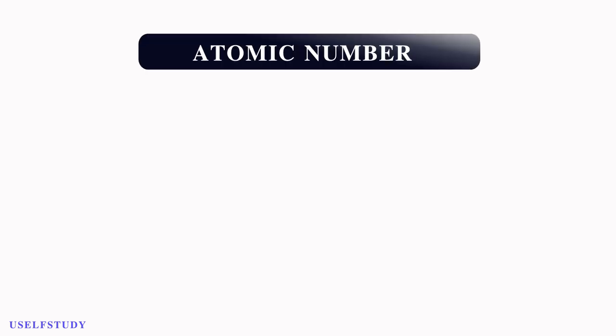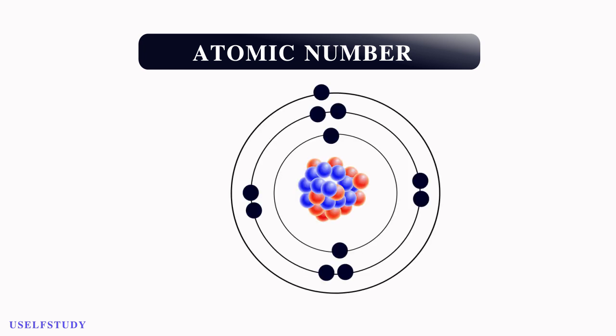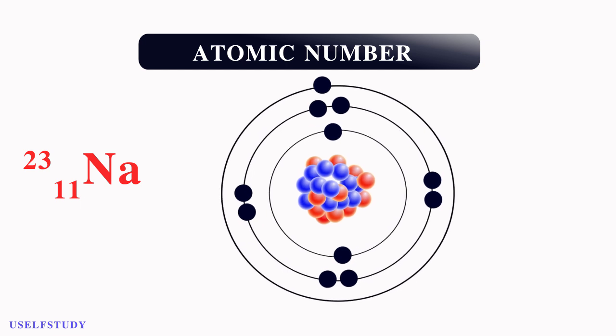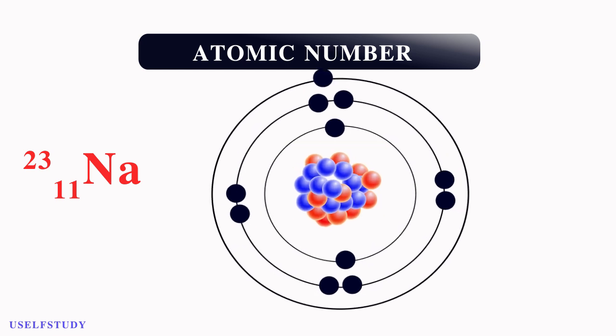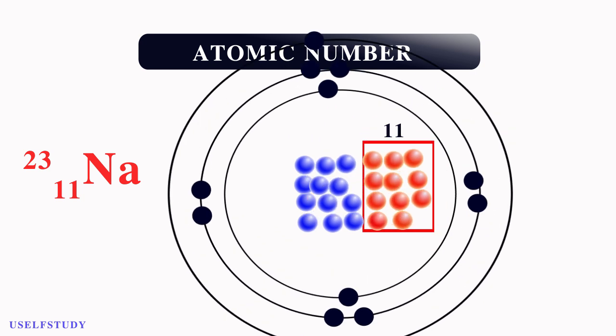I will use a sodium atom to explain what atomic number is. First, let us draw the structure of a sodium atom. Earlier, we learned that the atomic number of sodium is 11. But why is that so? Inside the nucleus, we have 11 protons and 12 neutrons.